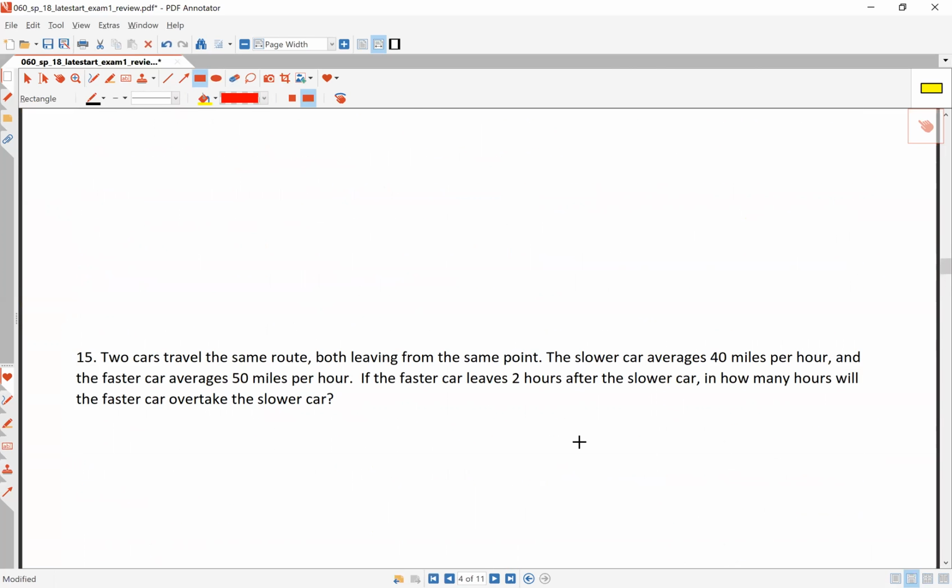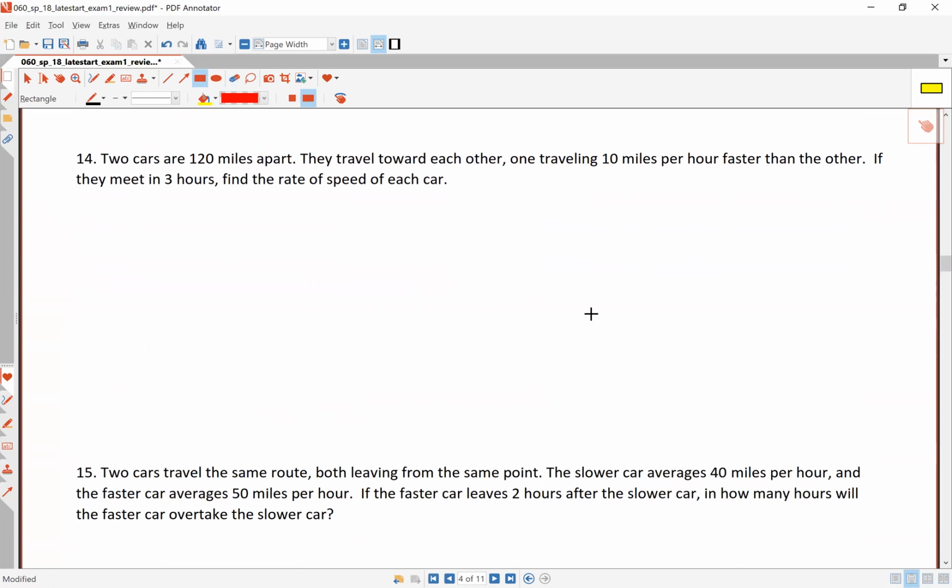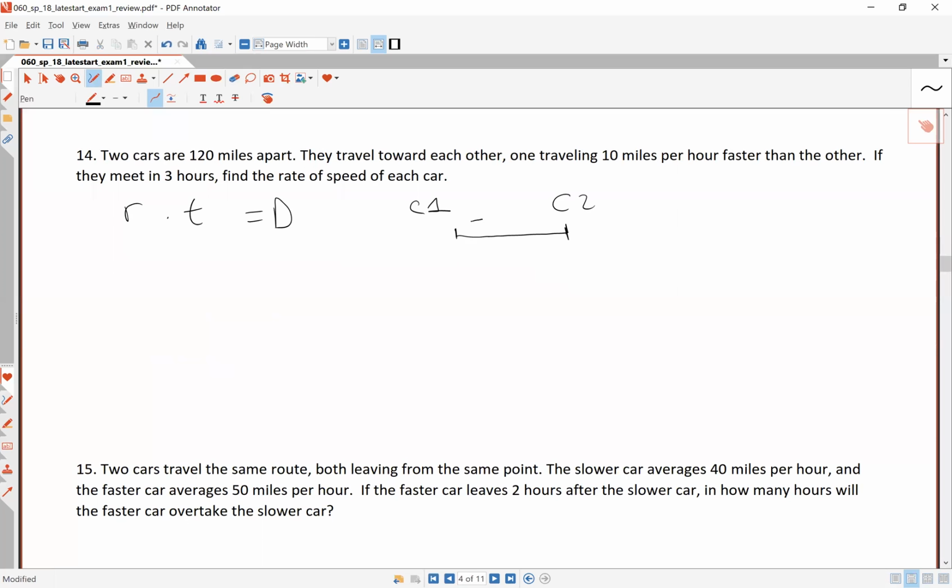All right, let's look at these car problems, uniform motions. You see these uniform motion problems, you want to write the formula. Distance equals rate times time. Two cars are 120 miles apart. They travel toward each other, one traveling 10 miles per hour faster than the other. If they meet in 3 hours, find the rate of speed of each car.